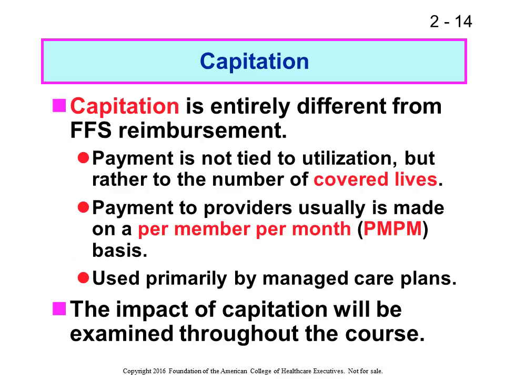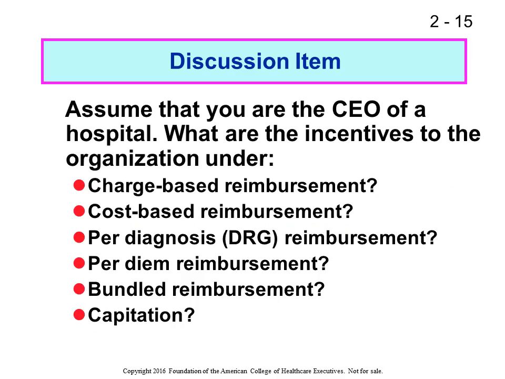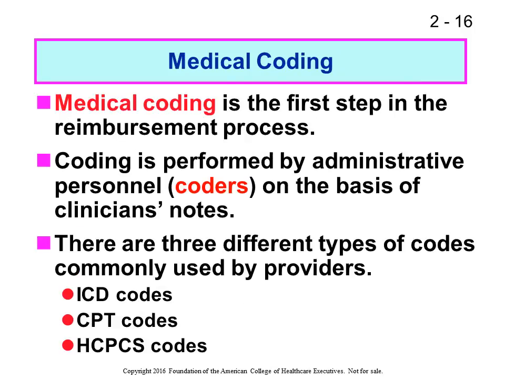Okay, so we've talked about capitation. That's on slide number 14. So let's look at slide number 16 real quick. Medical coding. So coding is the first step in the reimbursement process. Okay, I have that as the very first bullet up here on the slide.